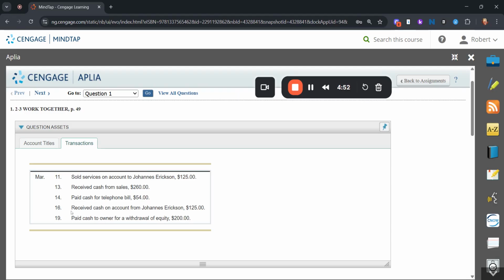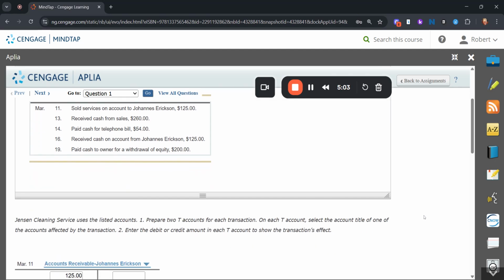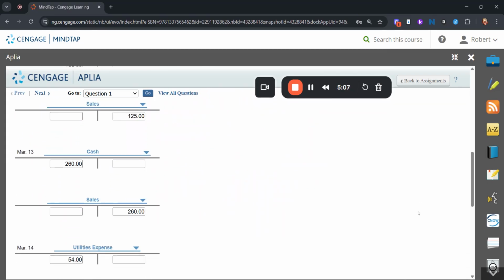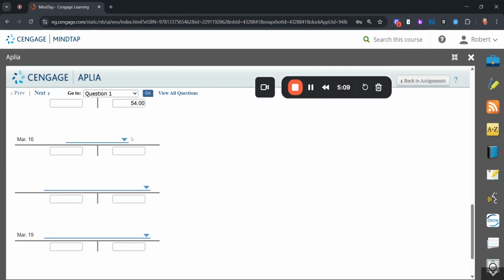Okay, so now we're up to the 16th, received cash on account from Johannes Eriksson. So received cash, so that's accounts receivable. Cash. Received cash. Cash goes up. So it's an increase in cash. That's on the left side.